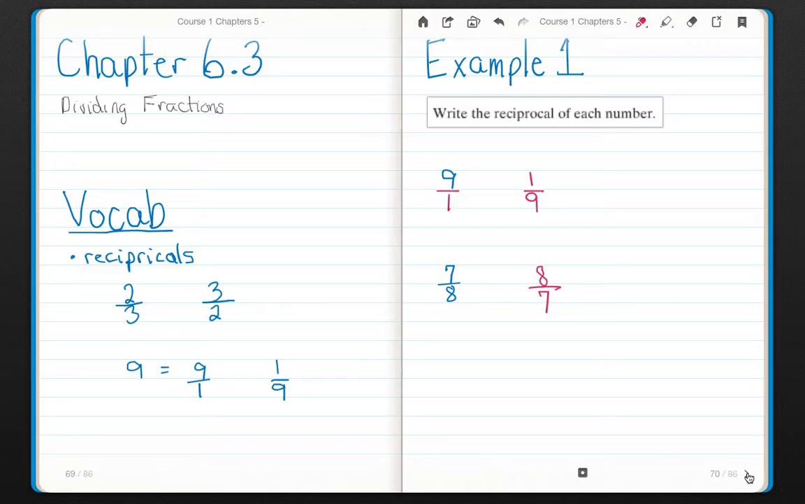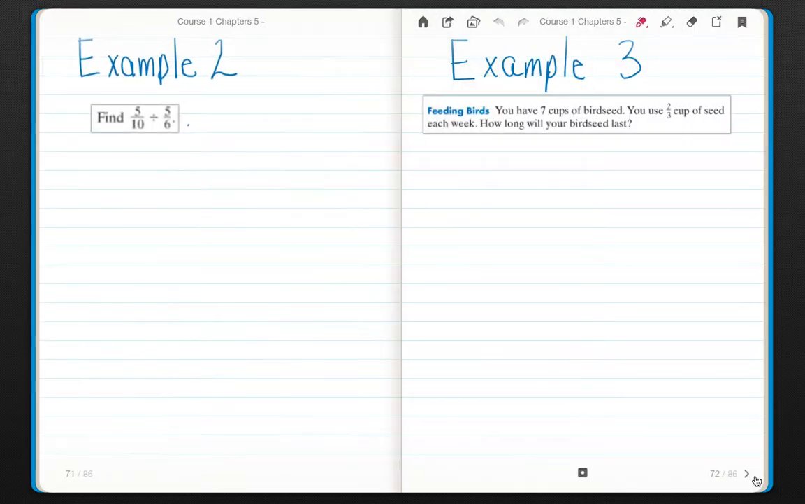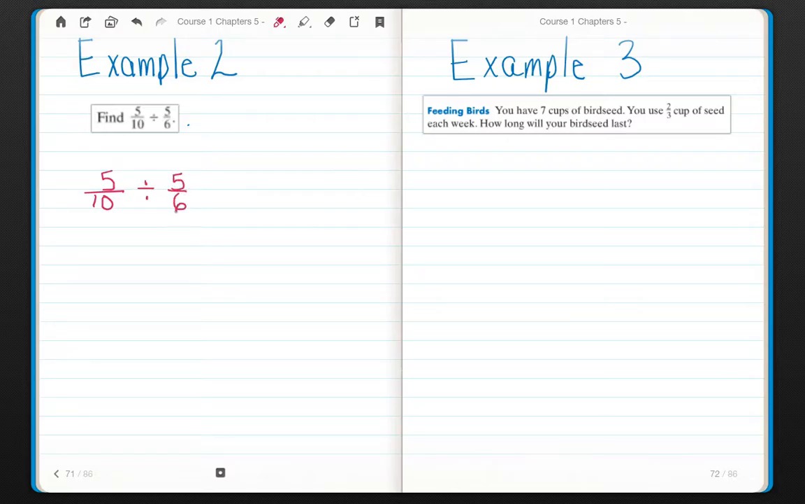Okay, so let's take a look at example 2. Why do we need to know what a reciprocal is? So I want to find 5/10 divided by 5/6. So I have 5/10 of something and I want to divide it into groups of 5/6.